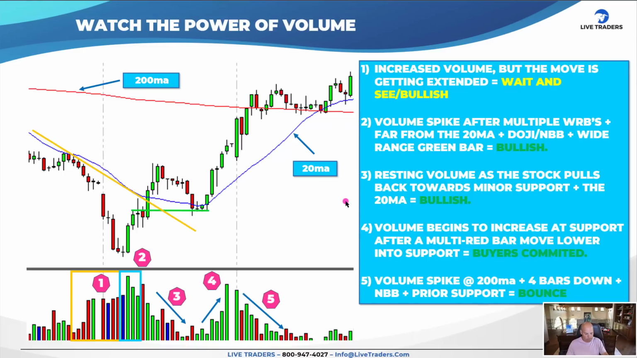Watch the power of volume. Number 1, here's the box, the orange box. We have a stock that's downtrending. I know it's downtrending because I can see the blue 50 MA declining. We're down 1, 2, 3, 4, 5, 6, 7, 8, 9, 10, 11 bars in a row. 11 bars in a row.